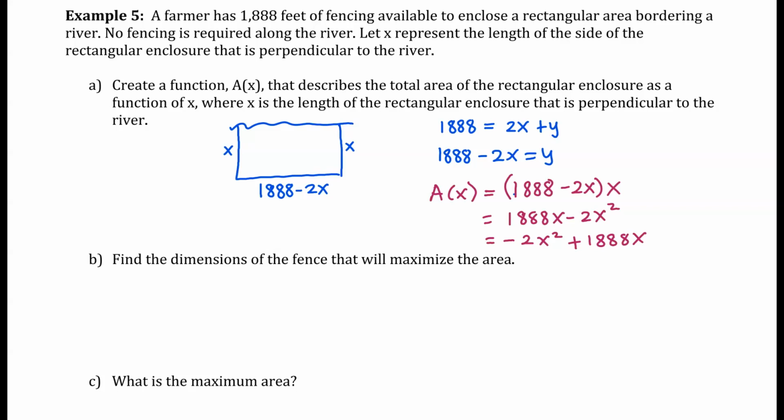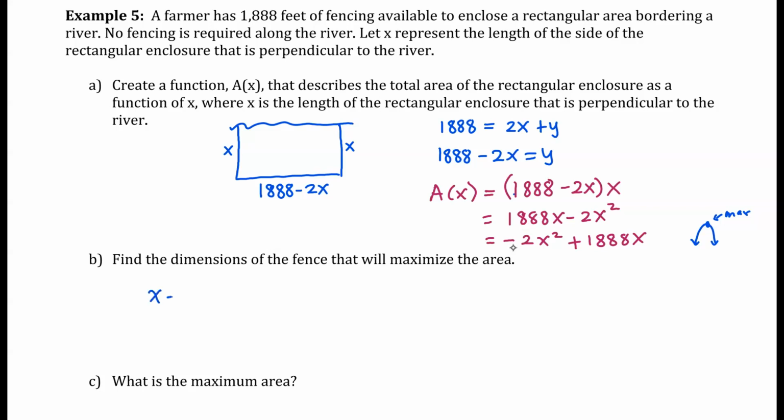Next, find the dimension that will maximize the area. So we want to maximize our area here. Notice that the area is a quadratic function and the coefficient of the leading term, a, is negative. That means that this one has a graph of a parabola that opens downward. That means that the vertex of the parabola is a maximum. So in other words, to get the maximum area, we get the vertex of the parabola.